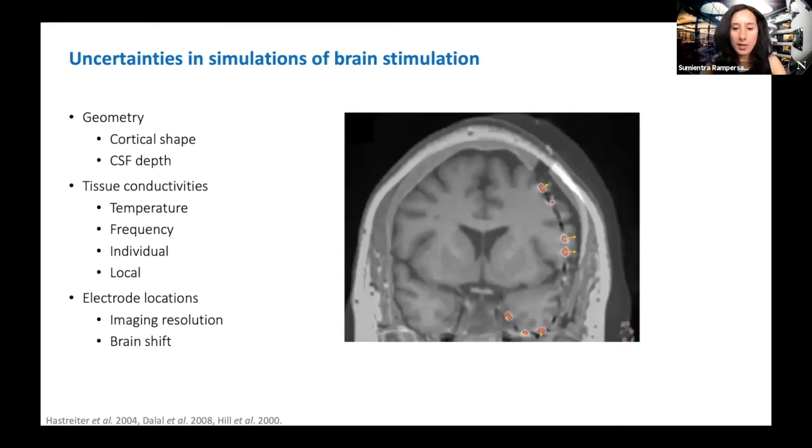So what you see here on this image is a post-op CT of an electrocorticography grid implanted in the brain, registered to a pre-op MRI. And you can see that the electrodes, which are shown here as little red circles, end up inside the brain. Clearly that's not where they are, but due to surgery, the brain actually changes a little bit in shape. And that causes this shift that you see here, which means that we have to move the electrode somewhere, and there's a lot of uncertainty in that.